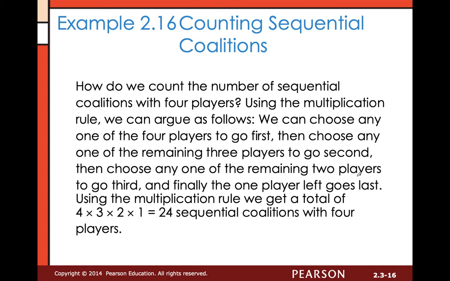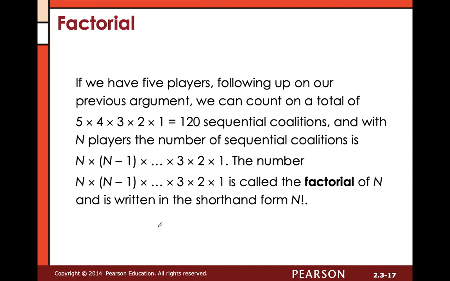So how do we count the number of sequential coalitions with 4 players? Using the multiplication rule, we can argue as follows. We can choose any one of the 4 players to go first, then choose any of the 3 remaining to go second, and any of the 2 remaining to go third, and finally, the 1 player left goes last. So using the multiplication rule, you would take 4 multiplied by 3 by 2 by 1, which is 24, the same as 4 factorial.